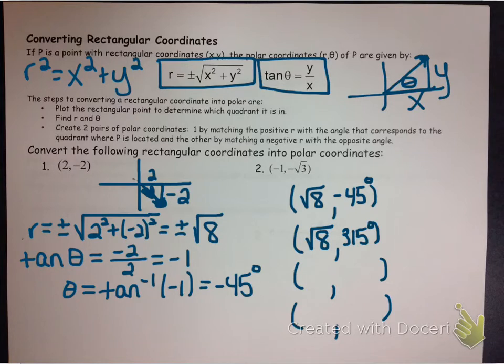So I want to know what angle would you have to be looking at so that if you were facing it, you would be walking backwards but still headed down into quadrant 4. Because I want to know what angles would have a negative square root of 8 for their R value.